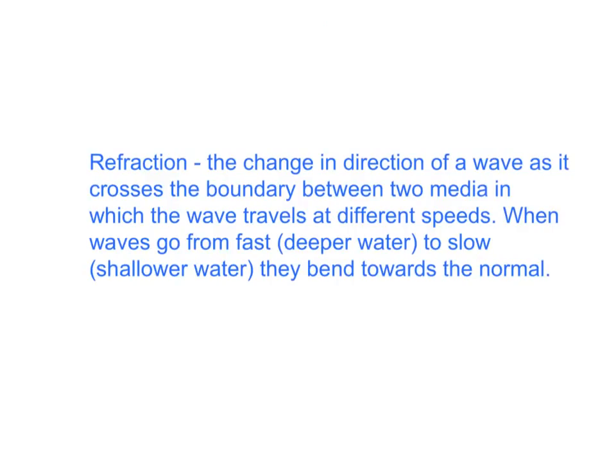Let's define what refraction is, and then we'll see what it looks like in an actual real ripple tank. Refraction is the change in direction of a wave as it crosses the boundary between two media in which the wave travels at different speeds. When waves go from fast, which occurs in deeper water, to slow, which happens in shallower water, they bend towards the normal, as we've just seen. Let's see what refraction looks like in an actual ripple tank.